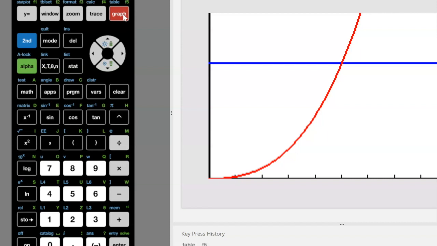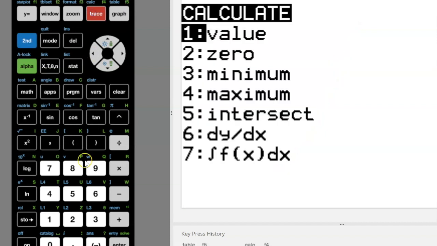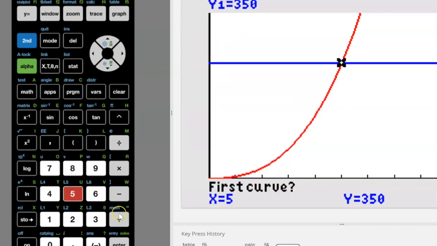If you graph that, you're going to get some part of a cubic function, that's the red graph right there, and it's going to intersect with the line y equals 350. What we want to do is find the x value of where they intersect. If you press second trace, intersect, and then enter, enter, enter, you'll find out that it intersects exactly when x is equal to 5.